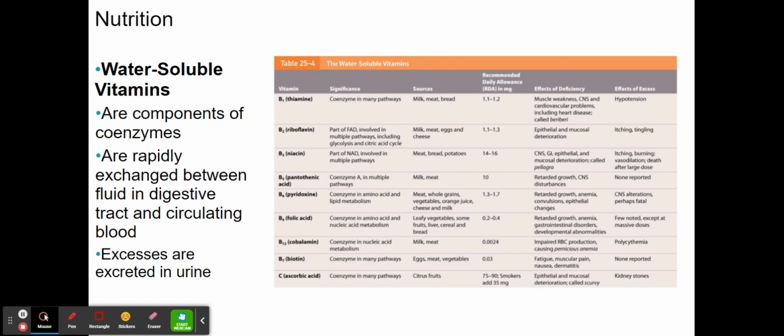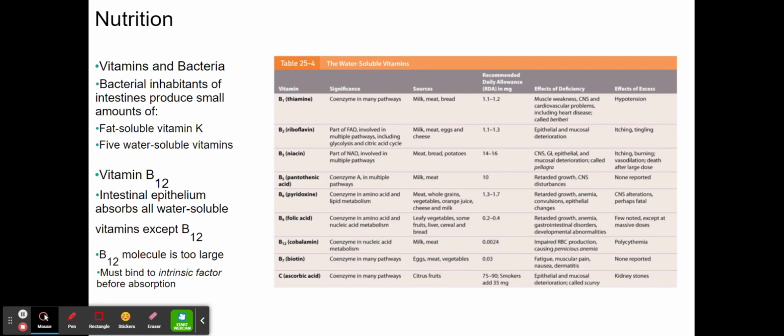Water-soluble vitamins are rapidly exchanged between the fluid compartments of the digestive tract and the circulating blood. Excessive amounts are readily excreted in urine. For this reason, hypervitaminosis involving water-soluble vitamins is relatively uncommon, except among people who take large doses of vitamin supplements. Only vitamins B12 and C are stored in significant quantities. Insufficient intake of other water-soluble vitamins can lead to initial signs and symptoms of vitamin deficiency within a period of days to weeks.